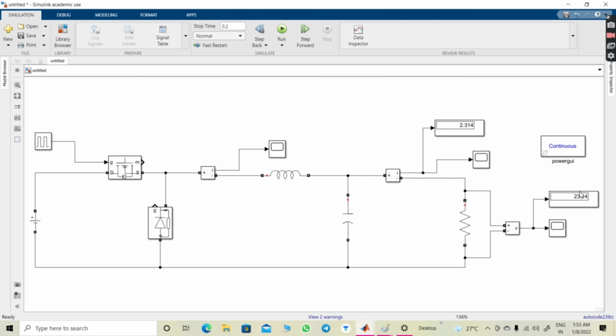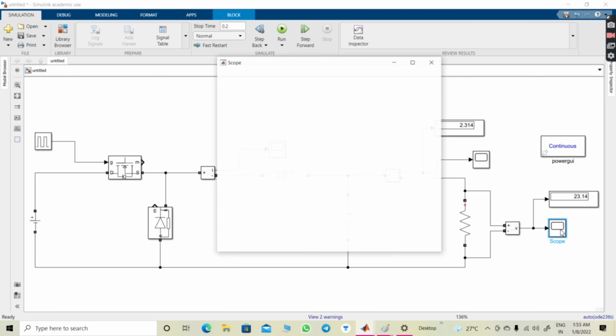After running the file, you can check the current and voltage waveform in the corresponding scopes.